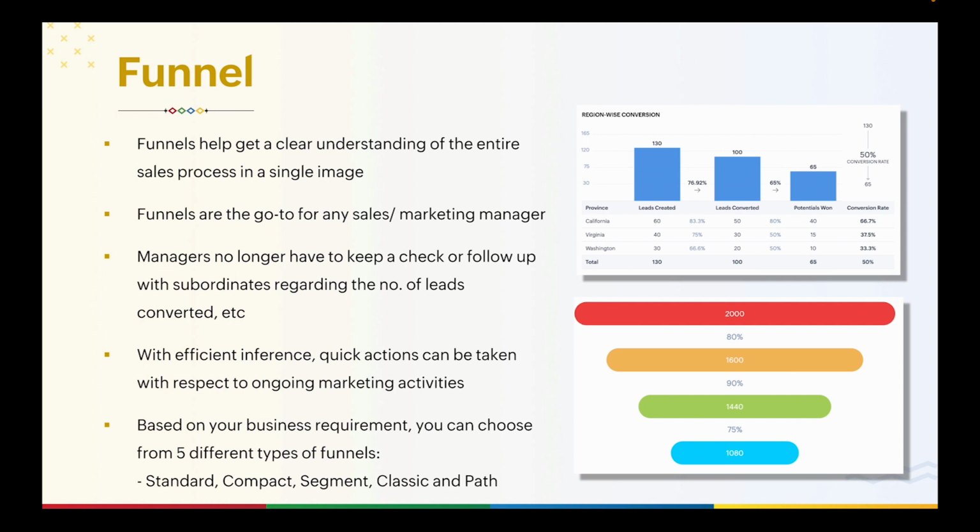For this, do you go talk to your salespeople? And let's say you have a big sales team who split the work equally. How will you follow up with each of them to get an idea of the process? Here, a funnel can help you. A funnel segregates the data based on different stages involved in your business process. Based on your business requirements, Zoho CRM allows you to choose from 5 different types of funnels: standard, compact, classic, segment, and path. Let's take a look at a quick demo on how to use funnels.